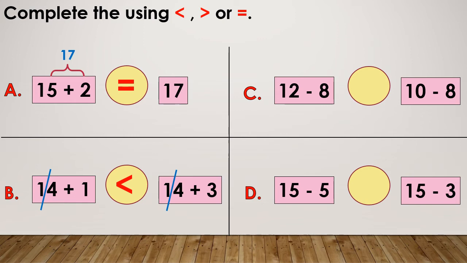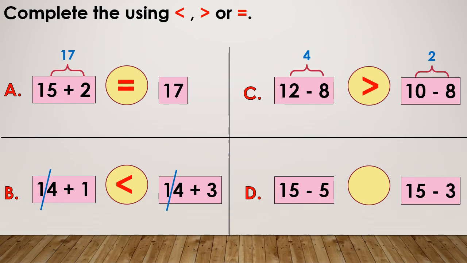Now we are comparing subtraction sentences. And remember, children, when comparing subtraction sentences, we first find out the difference and then compare them. We know that 12 minus 8 is 4 and 10 minus 8 is 2. We also know that 4 is greater than 2. So, 12 minus 8 is greater than 10 minus 8.